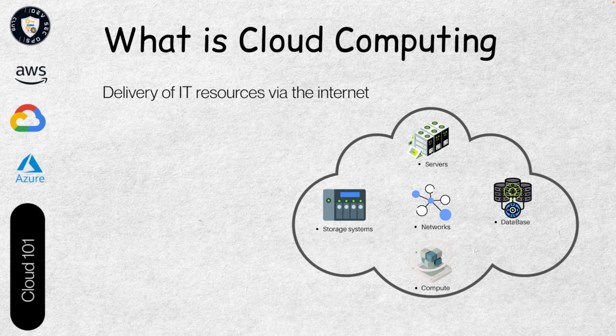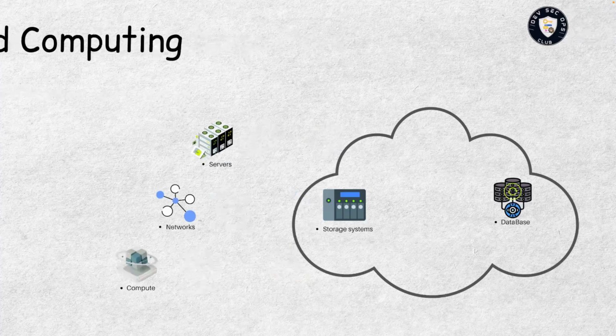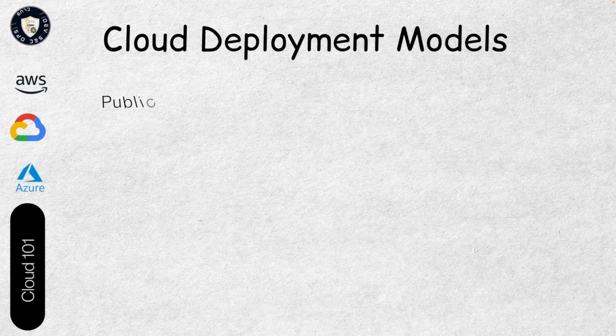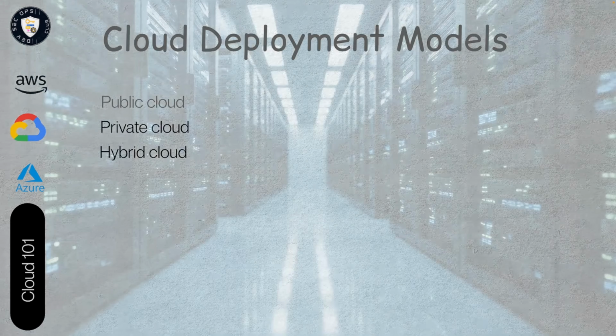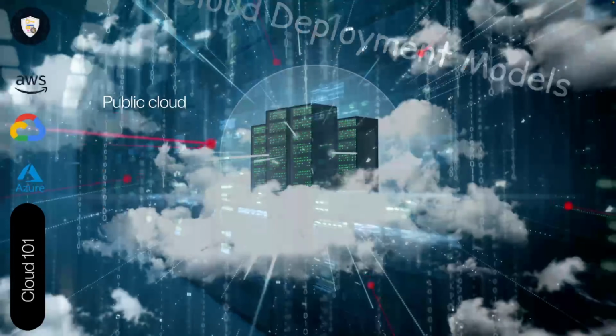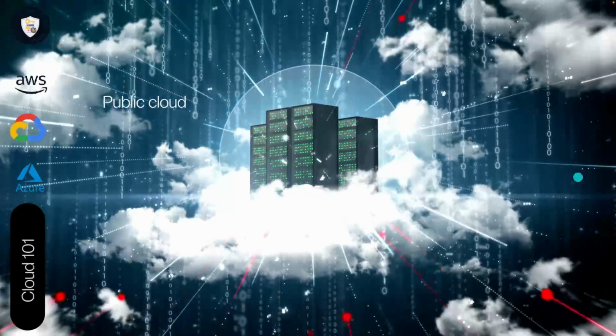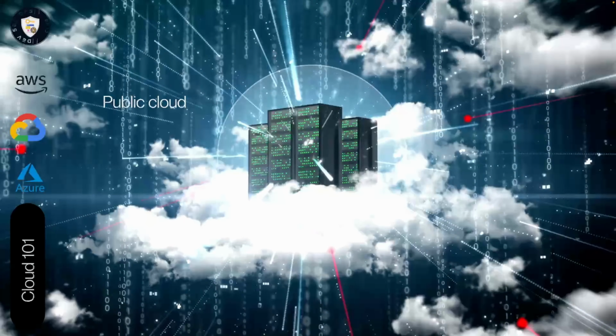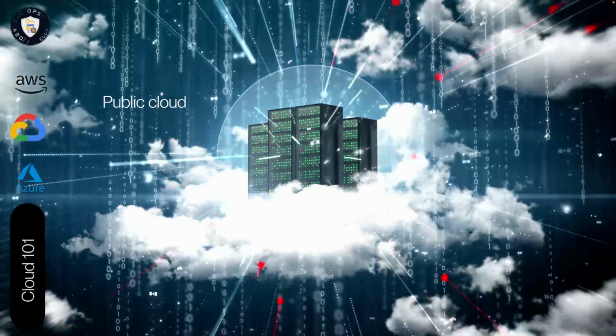Now that we understand what cloud computing is, let's explore how it's deployed for various business needs. There are three main types of cloud deployment model. First one is public cloud, second private cloud, and the third one is hybrid cloud. In the public cloud model, resources are shared among multiple users, multi-tenant. AWS, Google Cloud, and Microsoft Azure are public clouds. As we move forward, we will see these in more depth, in detail. For now, a public cloud means the resources are shared among multiple users.